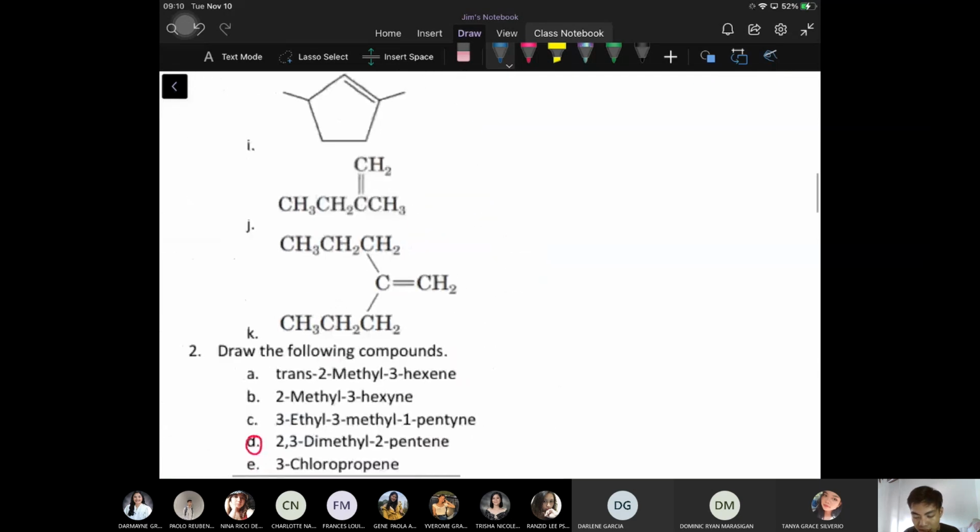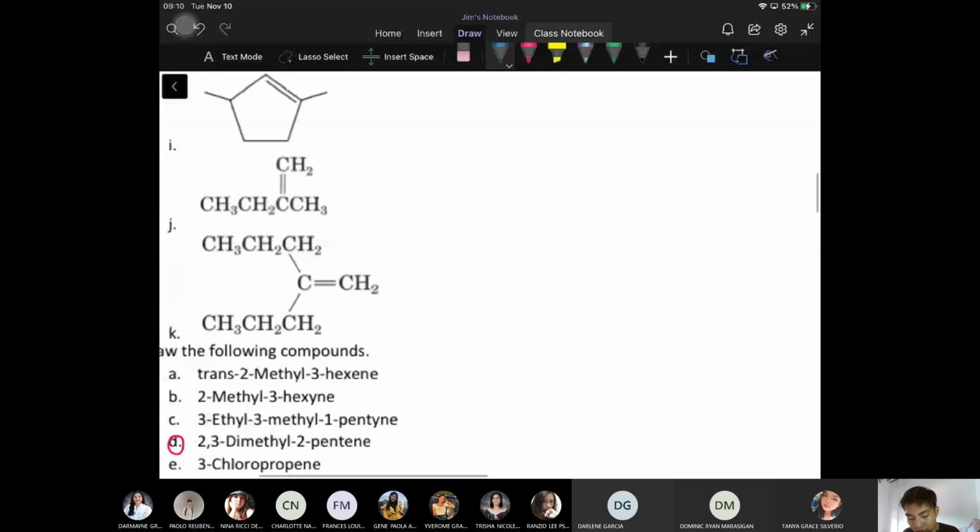Let's have this letter K. Ang letter K, ang drawing dyan ay ganito. Okay, so CH2, CH2, CH2, C double bond, CH2, CH2, CH2. Okay, di ba important yung parent chain? Sabi natin sa alkane, yun yung longest chain. Pag alkene, hindi yun yung longest chain. Dapat longest chain yan kasama ang double bond.